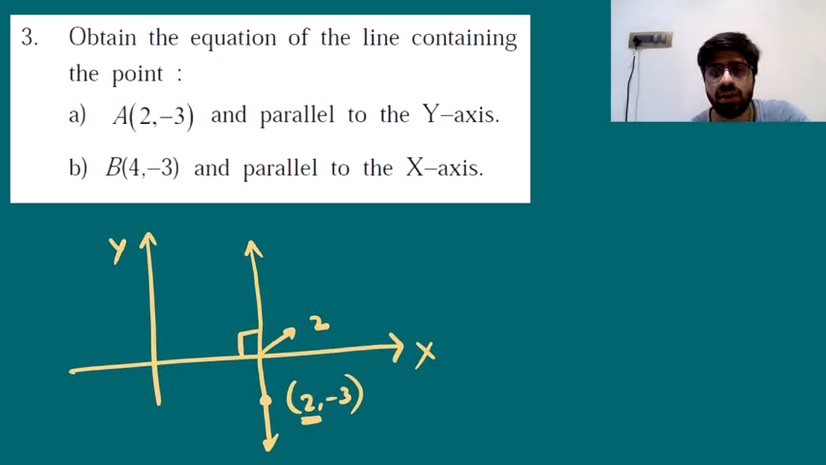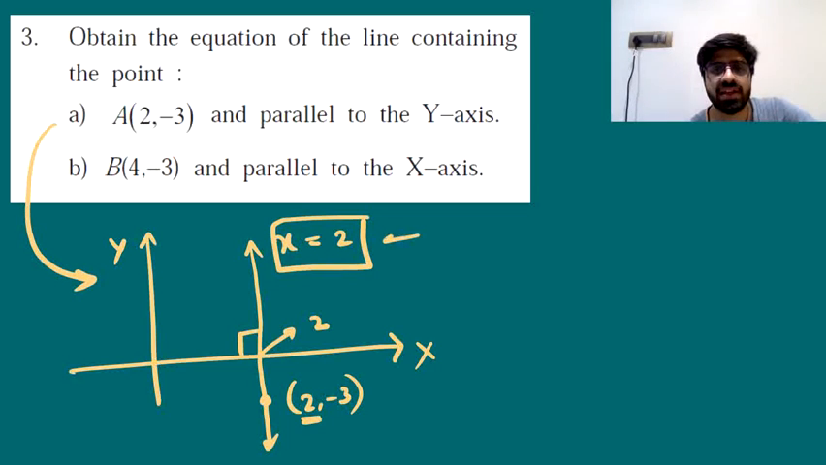Because the line is perpendicular to x, the equation will be x equal to constant, and that constant will be this number where the line is hitting the x-axis. So the equation of line in question number A will be x equal to 2.